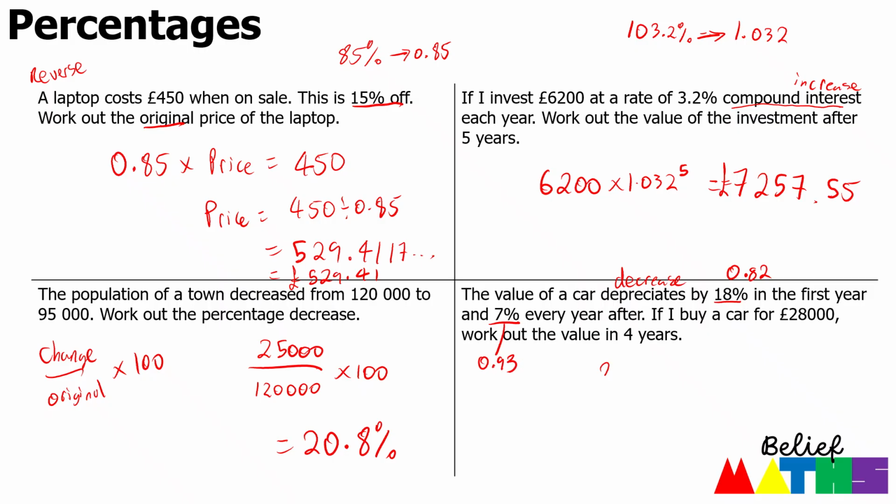So if I buy a car for £28,000, I can stack these multipliers together. I'm going to do my 0.82 for 1 year because it was the first year only. And then I'm doing 7% every year after that, so 0.93. And I want to find the value after 4 years. Well, I've used one of the years, so I've got 3 more years to use, and that's after 4 years. And again, just using your calculator, that gives you an answer of 17,175.27.